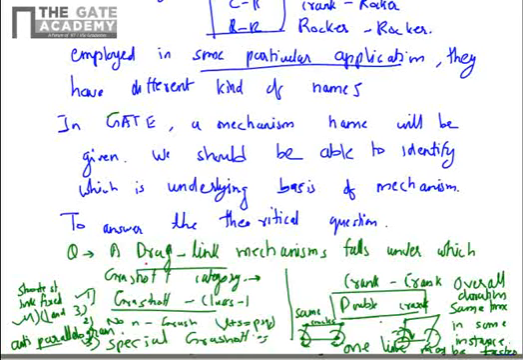So like this, you need to remember the names. The nomenclature of the basic crank-rocker mechanisms is as follows. First we have the crank mechanism, or the double crank.